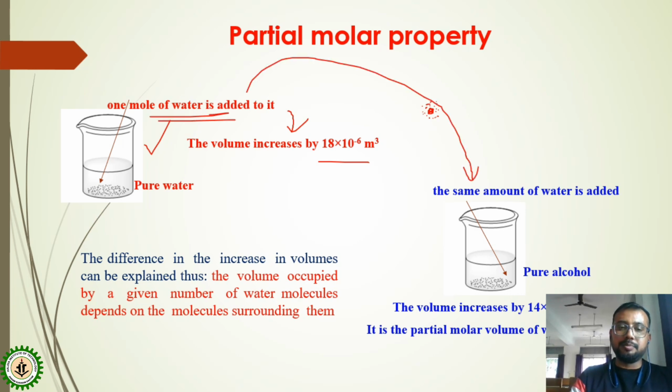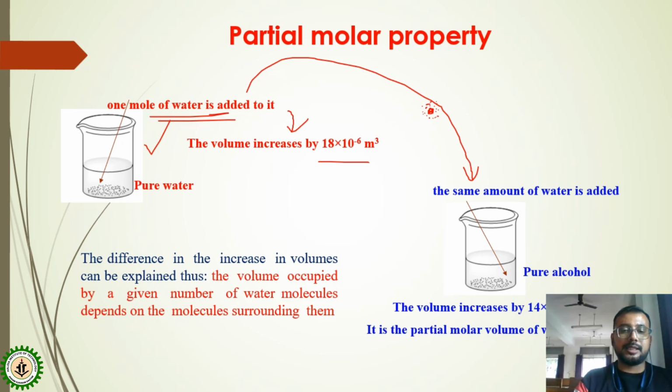Now, if the same amount of water is added into another beaker which is full of pure ethanol or pure alcohol, we will observe that the volume increase by the addition of water into pure alcohol will be 14 into 10 to the power minus 6 meter cube, which is actually the partial molar volume of water in pure ethanol.